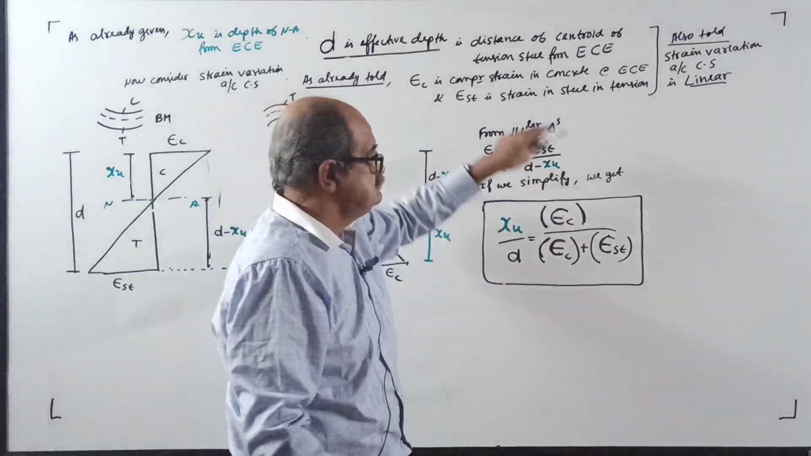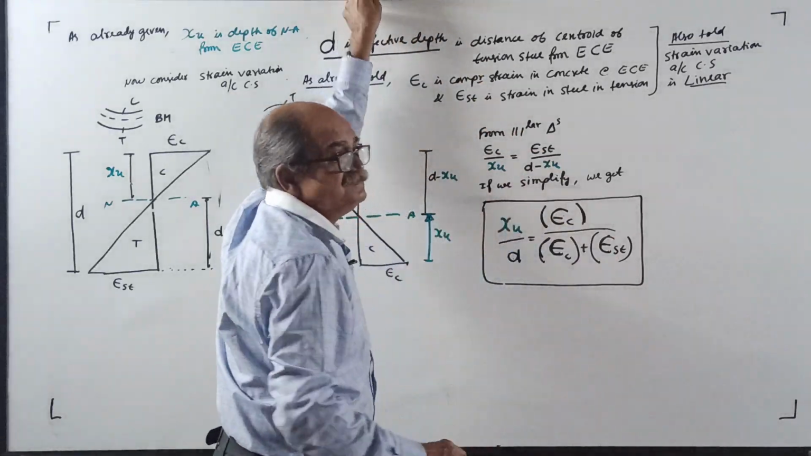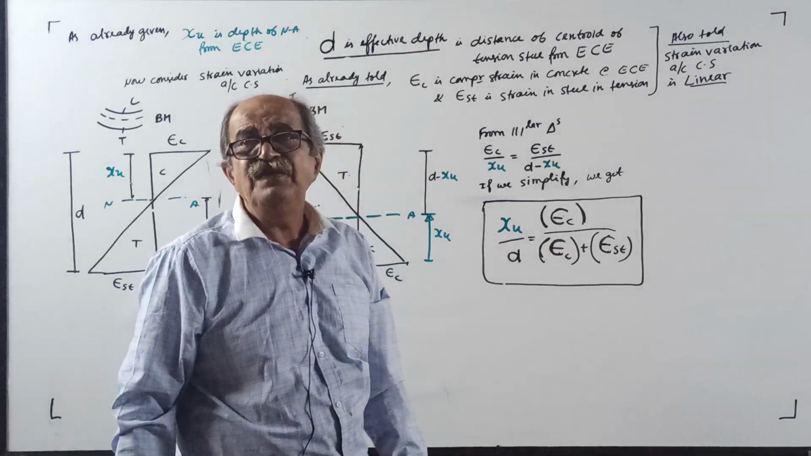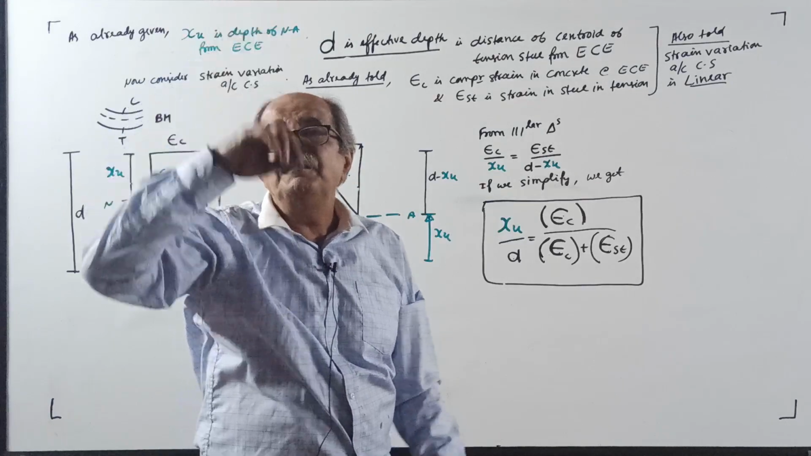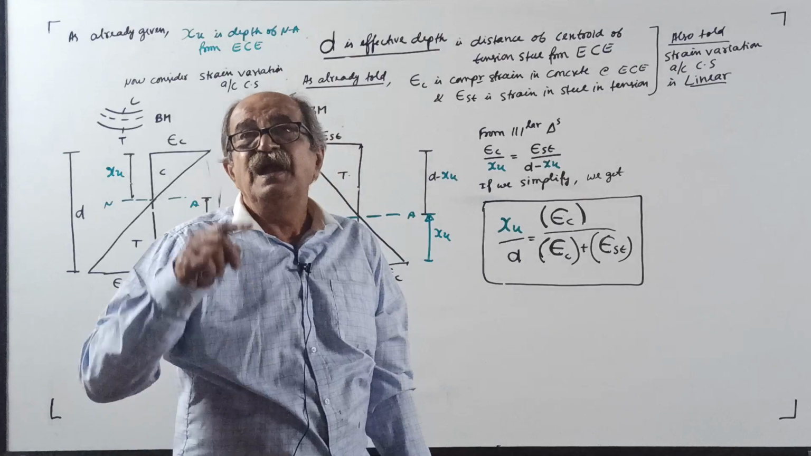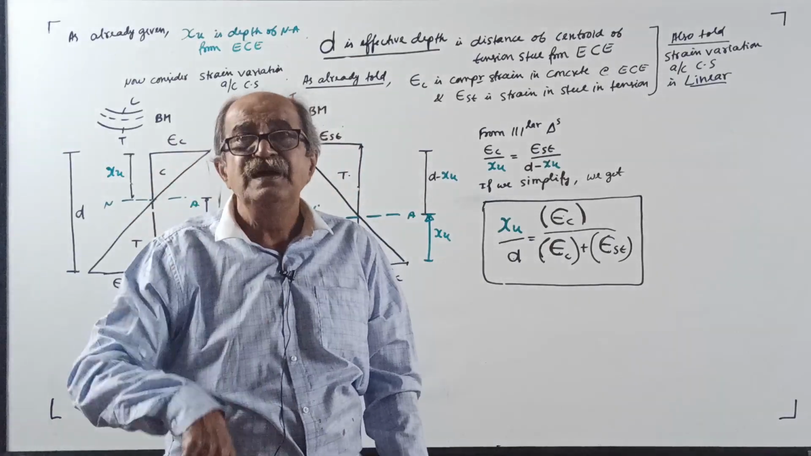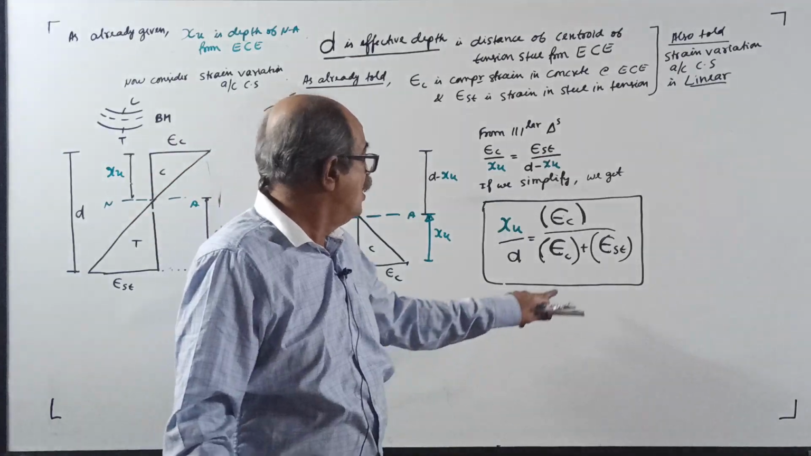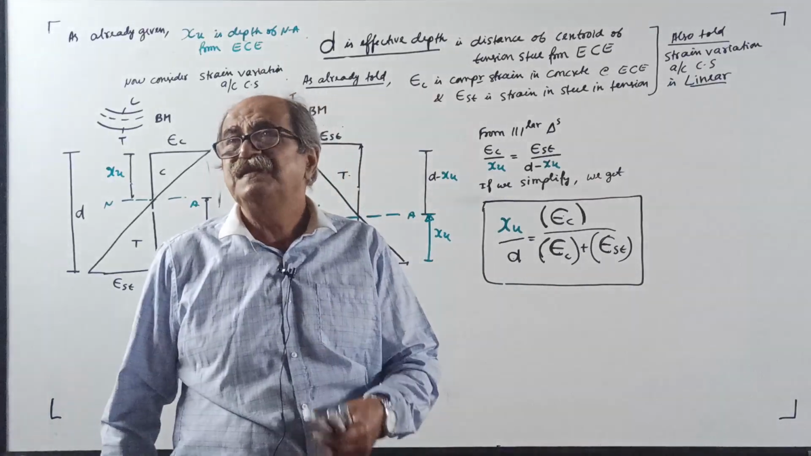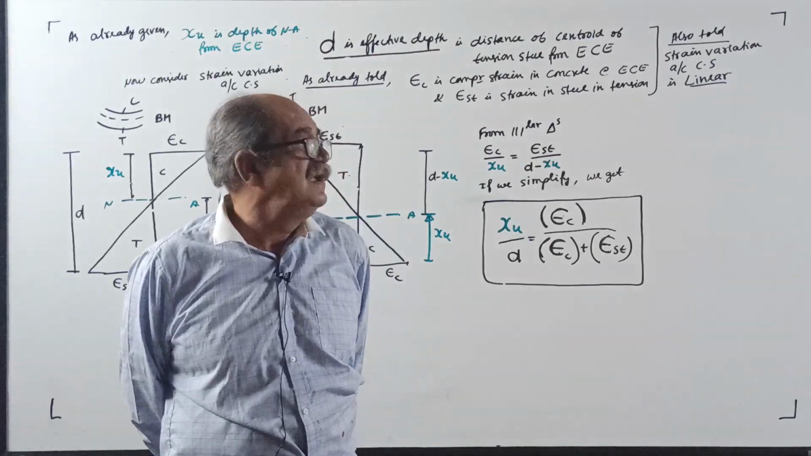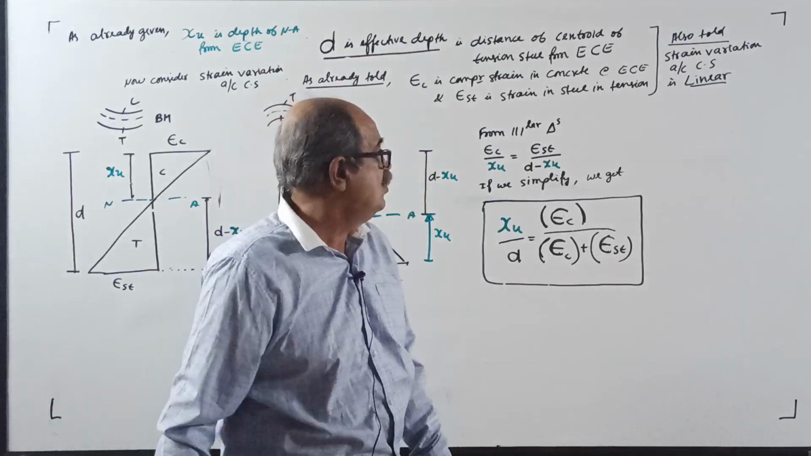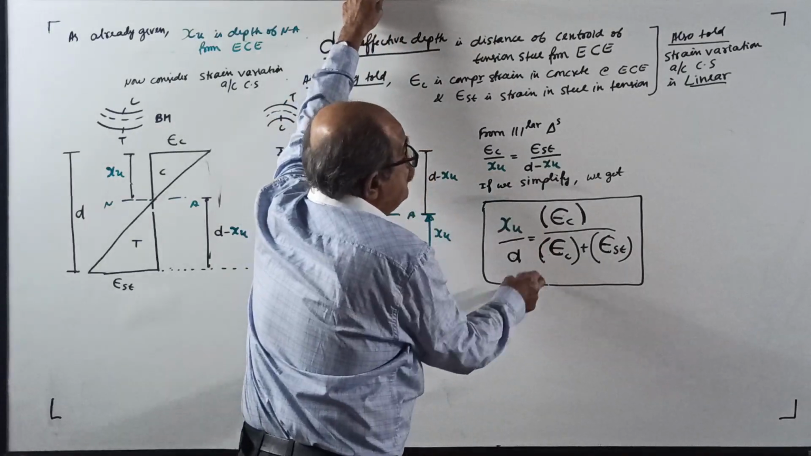Strain also has no unit. How to remember it? The ratio of xu to d is: numerator, extreme fiber compressive strain; denominator, extreme fiber compressive strain plus strain in tension steel. Or if you go to my mathematical concepts class uploaded there, 3 classes are there in the playlist; in the first class only I told this. You can go and refer to that. Okay. This is very, very important.